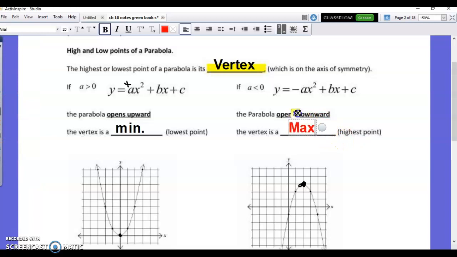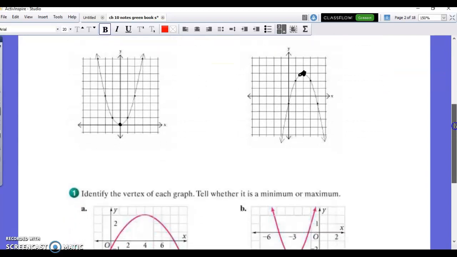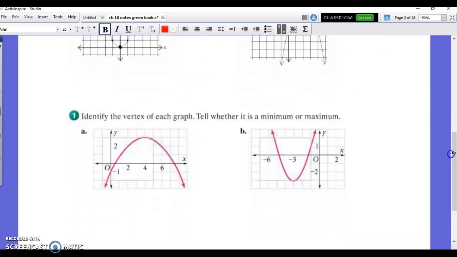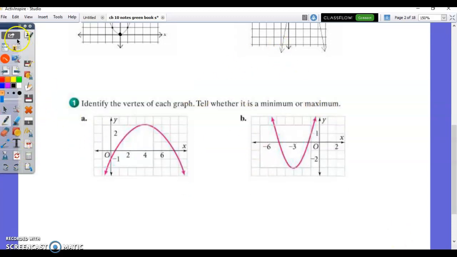All right, so parabolas are either going to have a minimum or a maximum, and that is the same as our vertex. All right. So when we are looking at a graph, we want to be able to identify where the vertex is. When we actually graph these, we're going to have to start with the vertex, and we're going to figure out how to do that later.